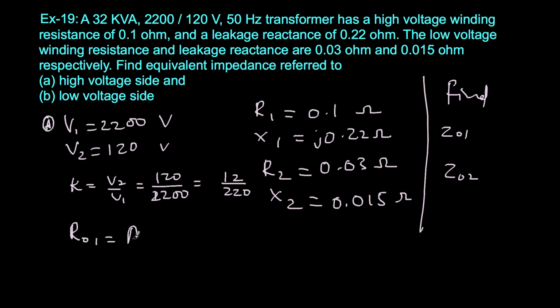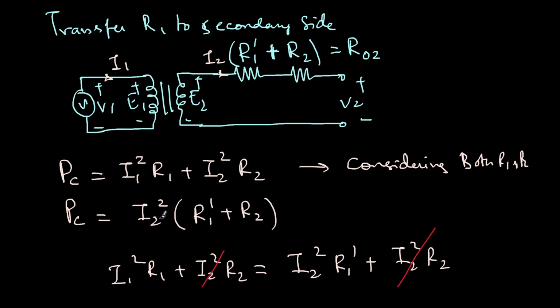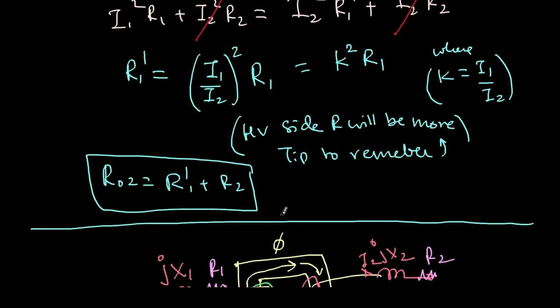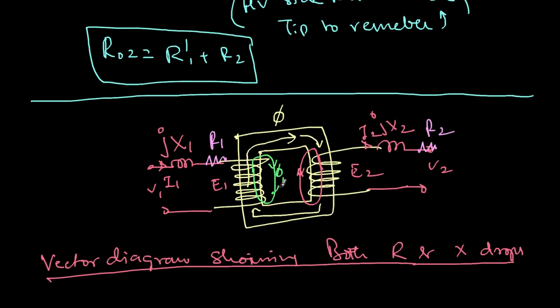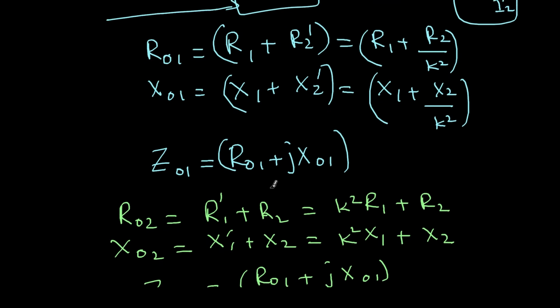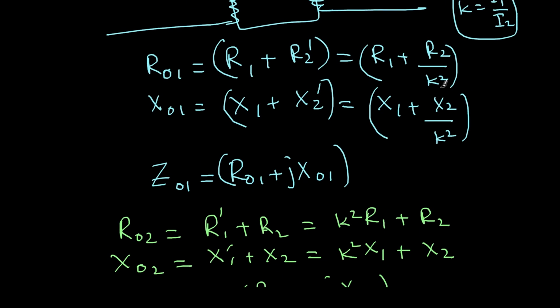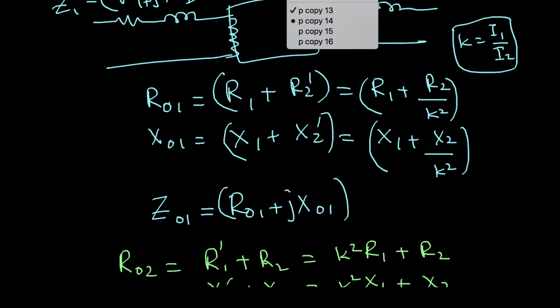Let's begin by finding R01. That is nothing but R1 plus R2 dash, which is R1 plus R2 by K square. This formula we had derived in the earlier lecture, such that the core losses are matching and all these things. R02 is R1 dash plus R2, whereas R01 is R1 plus R2 by K square, where K is I1 by I2 or V2 by V1. That is how we are getting this.